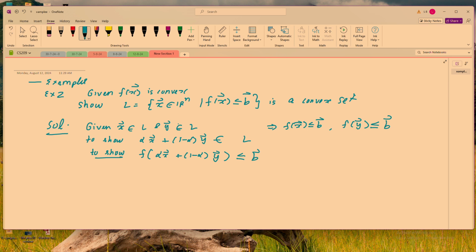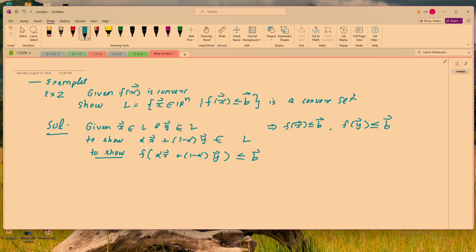We're finishing the convexity discussion from last time. The problem we had was: f(x) is given as convex, and given a set L where f(x) is bounded by b, you had to show that this set L is convex. To show that it is convex, what do we do? We take any two points in the set and show that all the points on the line connecting the two are in the set.